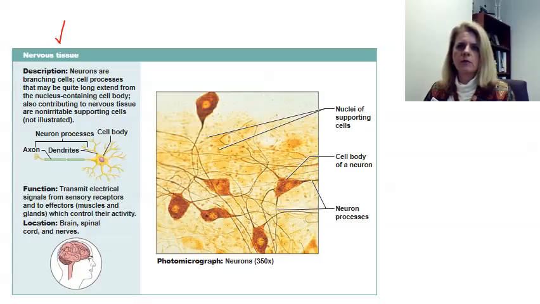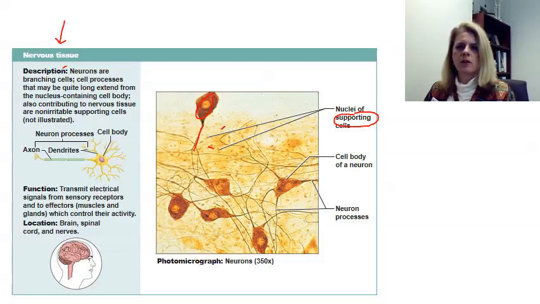Again, same format, nervous tissue, the description. This is a neuron, and this yellow stuff are the supporting cells. Neurons are large cells. They can be quite long. They can extend from your spinal cord all the way down to your little toe. They are branched. They have these long processes.